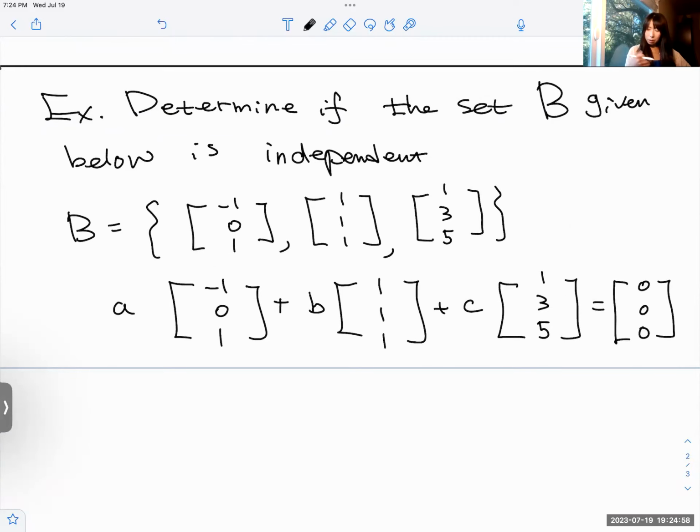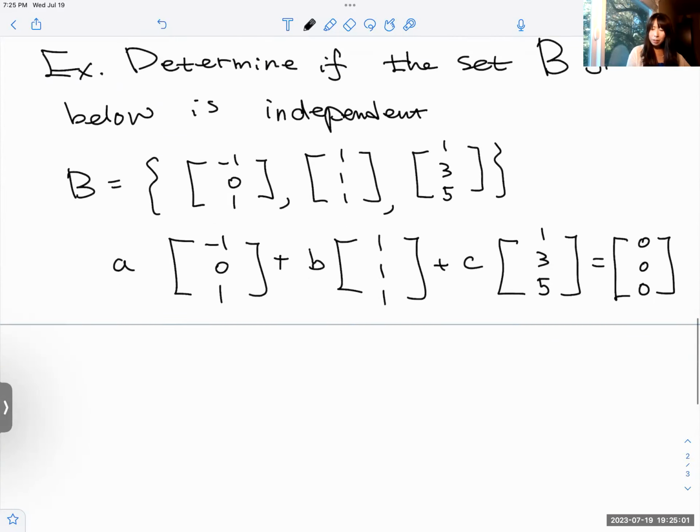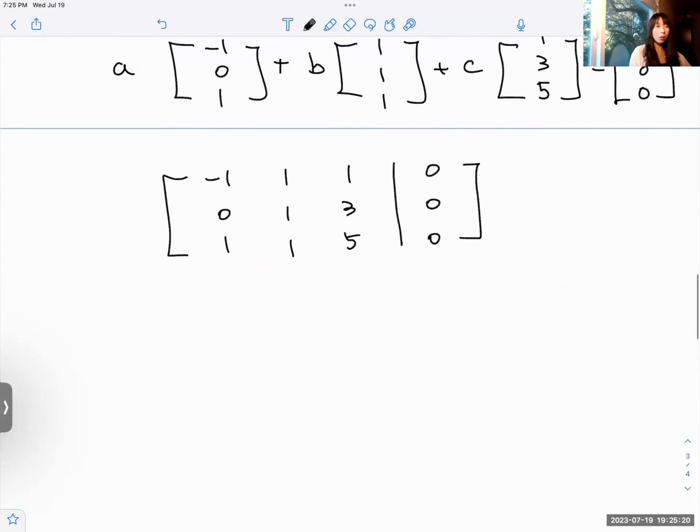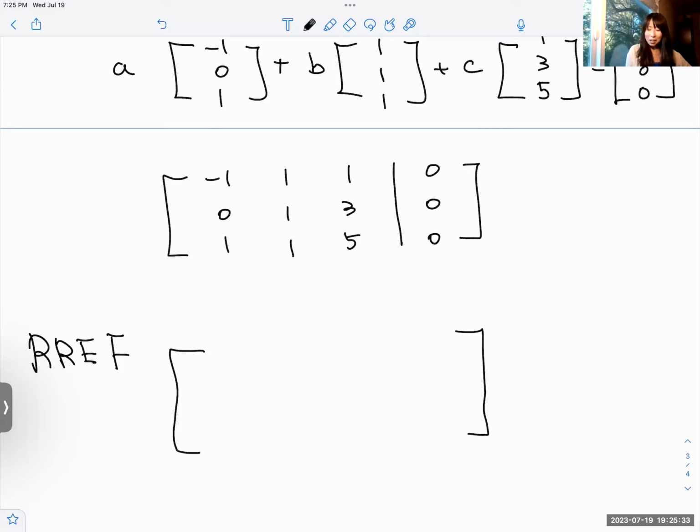Okay, now we convert to an augmented matrix, and then we reduce it to row echelon form. So there will be -1, 0, 1, 1, 1, 1, 1, 3, 5, and 0, 0, 0. Now reduce the row echelon form. Alan gives us 1 0 2 0, 0 1 3 0, 0 0 0 0.